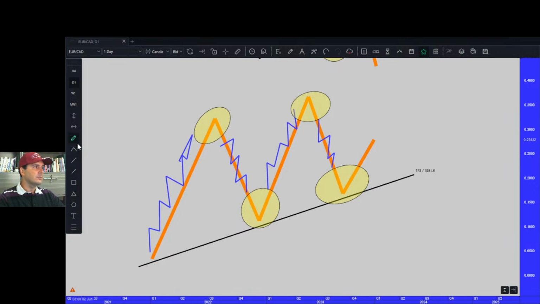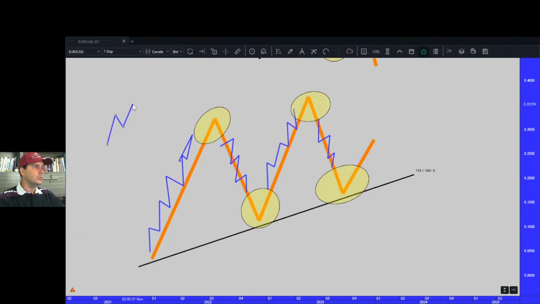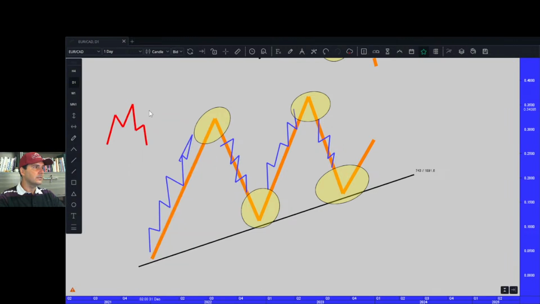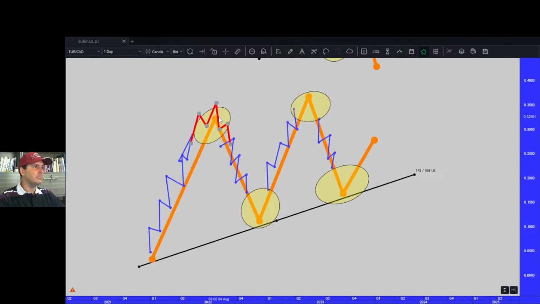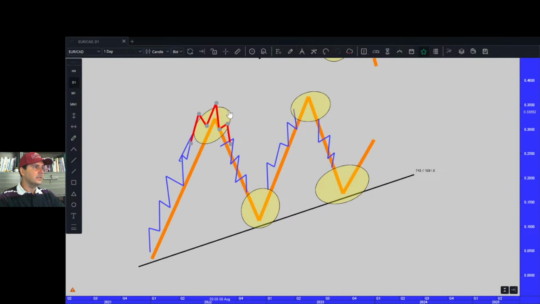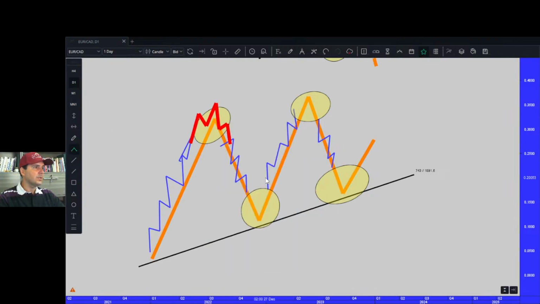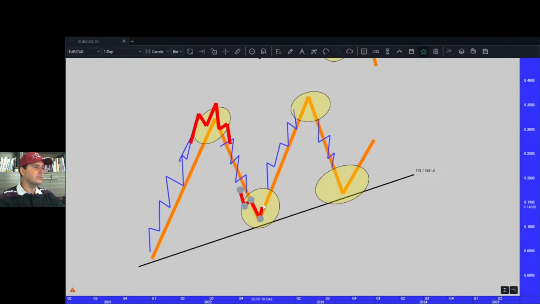Here we are going to see a bearish crown, red. Here we are going to see a bearish crown, and give me a second, there you go. Here we are going to see a bullish crown.